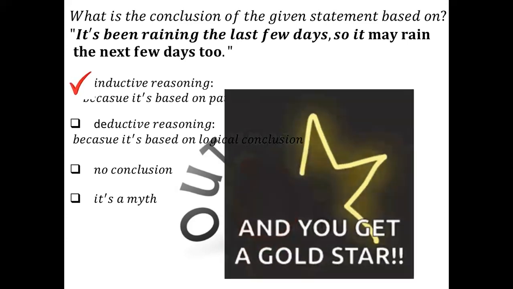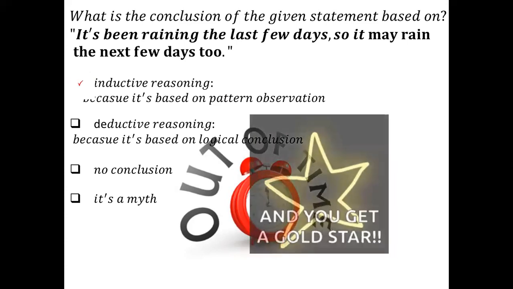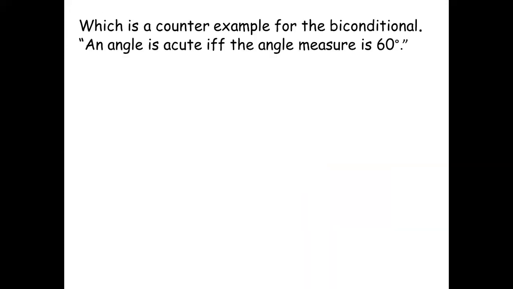Oh, and you get a gold star for giving the correct answer. So let's move to the next question, which is a counterexample for the biconditional. A counterexample means you have to prove that the statement is wrong. An angle is acute if the angle measure is 60 degrees. So you know what if stands for. You can translate it as an angle is acute if and only if the angle measure is 60 degrees.